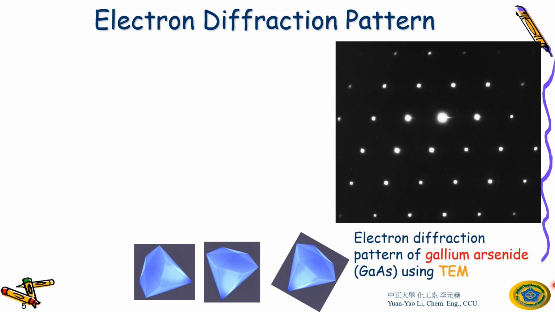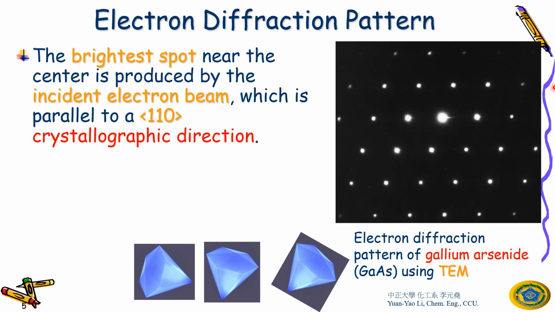Okay, so this is gallium arsenide, which is GaAs. This is a gallium arsenide crystal. And TEM, you don't need to worry about this now. You just know that I have an electron beam and pass through this, and I get this pattern. Okay, so the bright spot near the center is produced by the incident electron beams, which is parallel to the 110 crystallographic direction. Okay, what does this mean, 110?